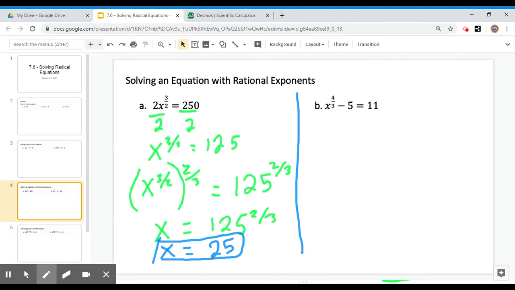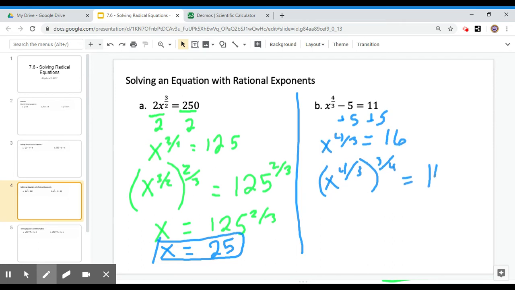All right, so let's do that same thing over here. So first we want to get the x to the 4/3 alone. So I'll add 5 to both sides. So x to the 4/3 equals 11 plus 5, which is 16. And the way we're going to get rid of this rational exponent again is we're going to raise it to the reciprocal power. And we need to do it on both sides, like that. So then we're left with x equals 16 to the 3/4 power.